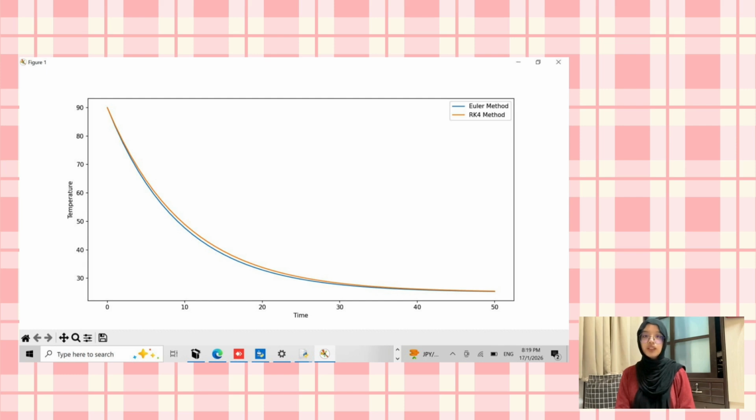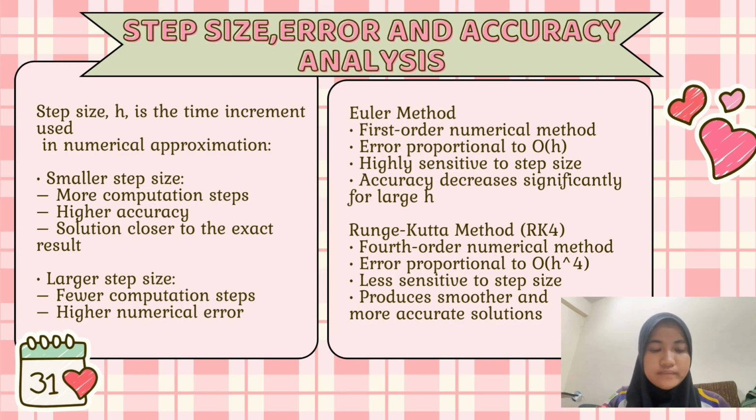Therefore, we can conclude that while the Euler method is simpler, the Runge-Kutta method is more reliable for solving Newton's law of cooling when higher accuracy is required. This slide combines the effect of step size with error and accuracy analysis. Step size h represents the time increment used in the numerical solution.